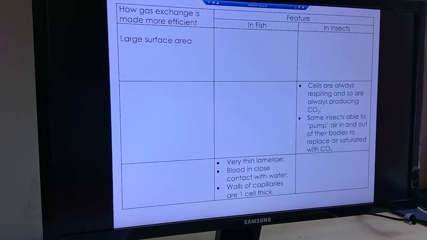Okay. So here's where I'd like you to stop the video and fill out the blanks in the boxes. Okay, and then when you think you've got everything, then you can join me again.